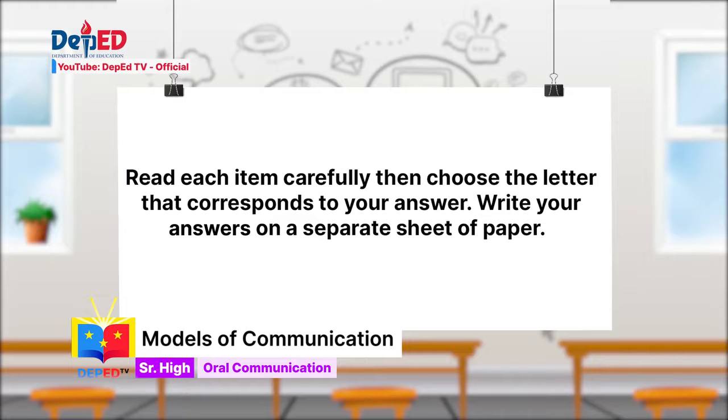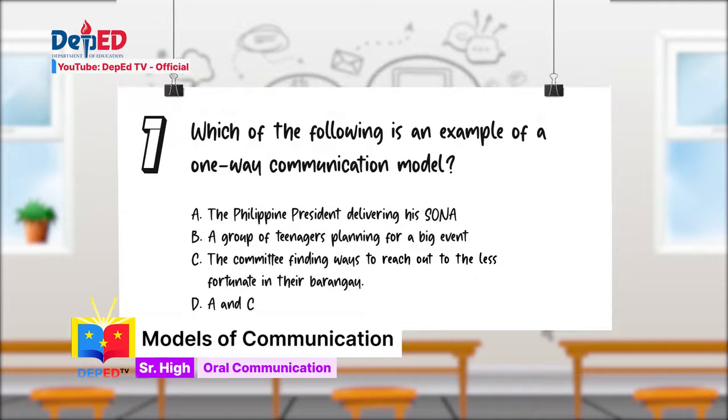Write your answers on a separate sheet of paper. Number 1. Which of the following is an example of a one-way communication model? A. The Philippine president delivering his SONA. B. A group of teenagers planning for a big event. C. The committee finding ways to reach out to the less fortunate in their barangays. Or D. Both A and C.